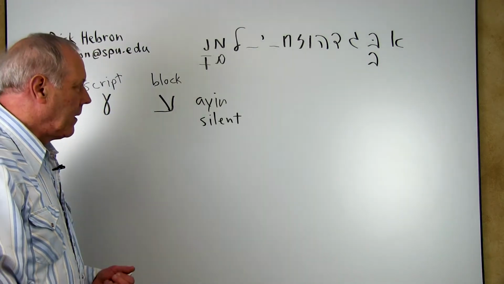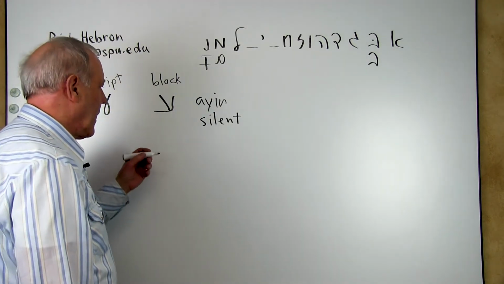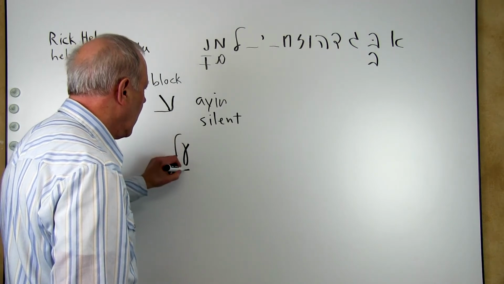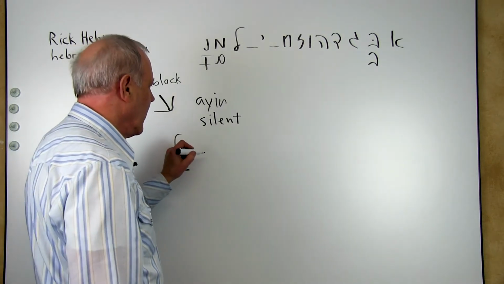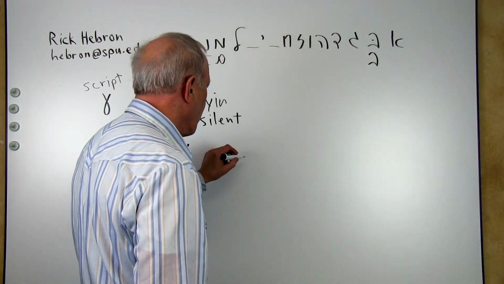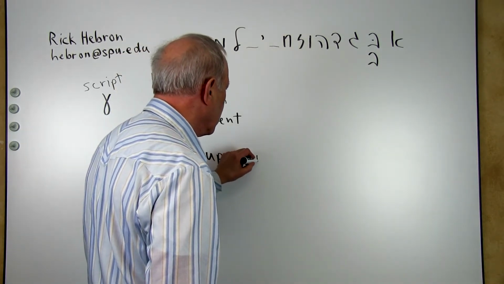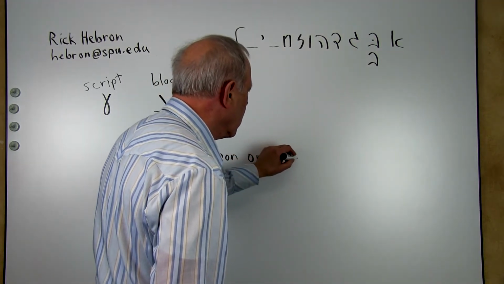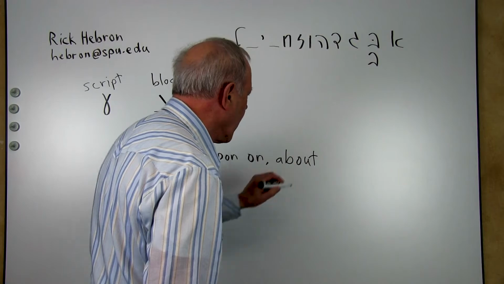So with the ayin, we'll write the word al. Al, which means upon, on, about.